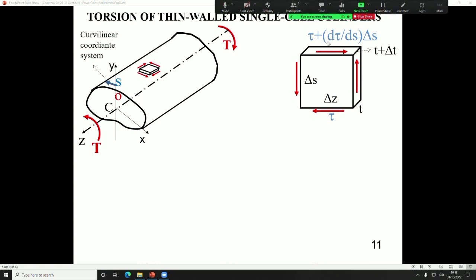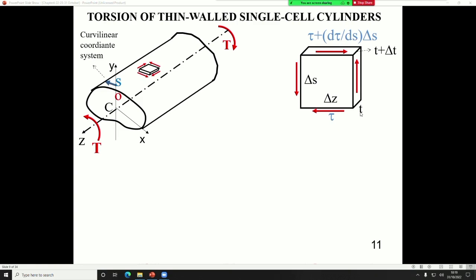So I've added the derivative of the thickness, the shear stress with respect to S, and then multiplied it by the differential of delta S. So this is the derivative of 2D shear stress with respect to S, and this is the finite difference of delta S. Now this element is in equilibrium. In that case, the forces applied in the Z direction must be equal to 0. So the summation of the forces in the Z direction must be equal to 0.